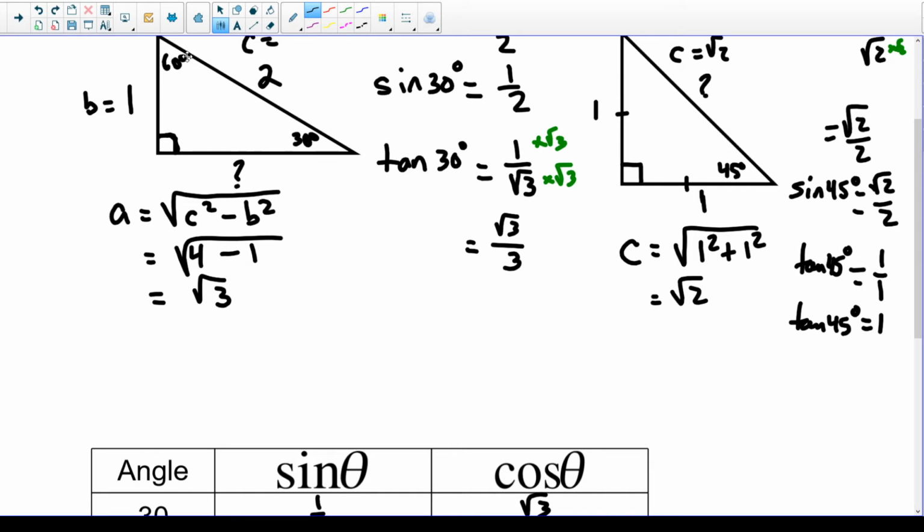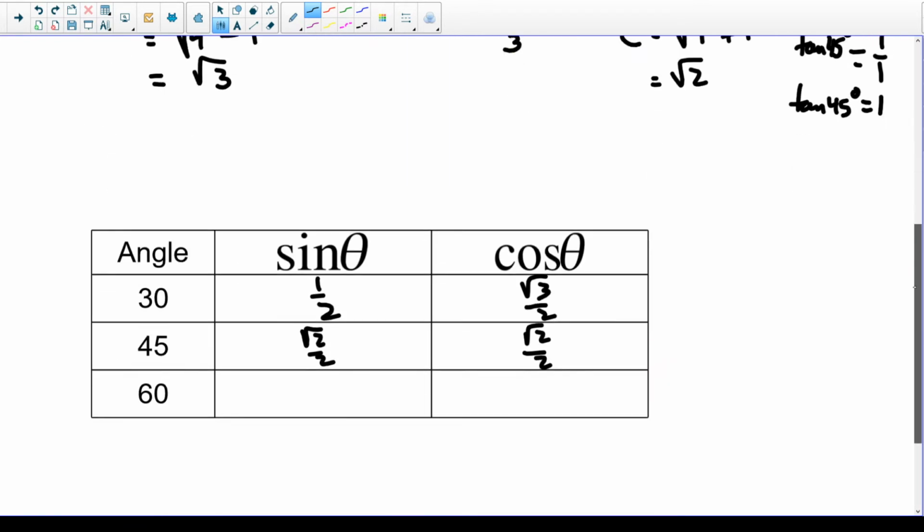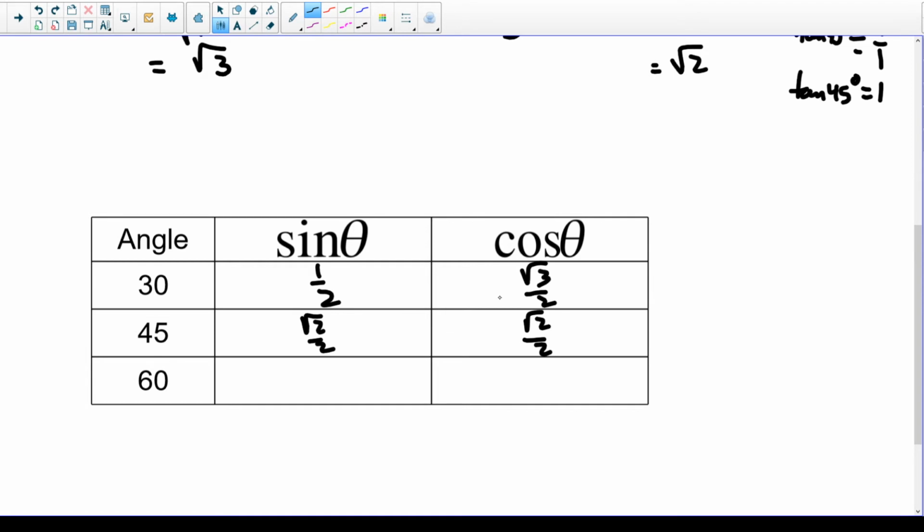But if we do the sine of 60, the sine of 60 is the opposite over the hypotenuse. Well, the opposite is root 3 over 2, but root 3 over 2 is the cosine of 30. So these two for 60 just are the opposite of what the 30 degree angle values are for sine and cosine. So it would be root 3 over 2 and 1/2, like so.